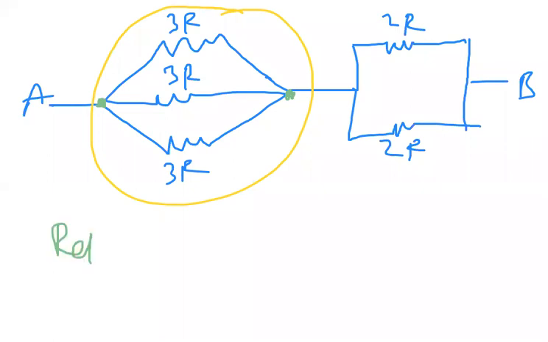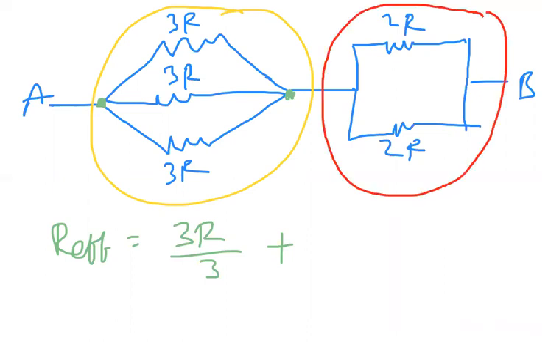So R effective: here first, this is a parallel combination. How many are parallel? 3 are parallel. Each one's value is 3R. So 3R by 3 plus. Again, if you observe this one now, here 2R and 2R are in parallel. So now this total combination is in series with this one. Series means addition. That's why I have put a positive sign here, because this total combination is in series. Series means you have to add.